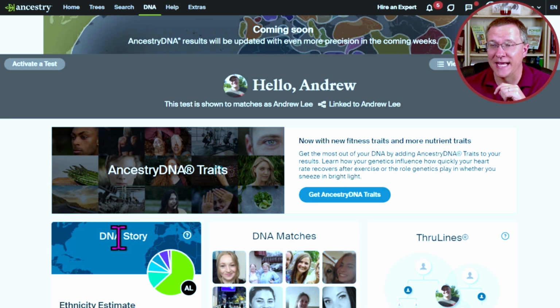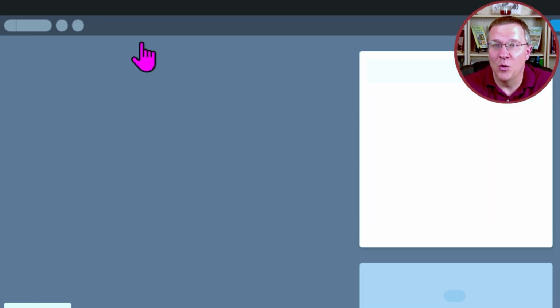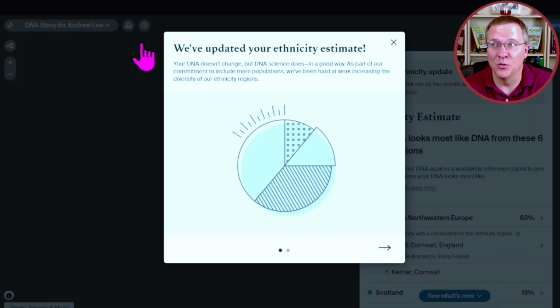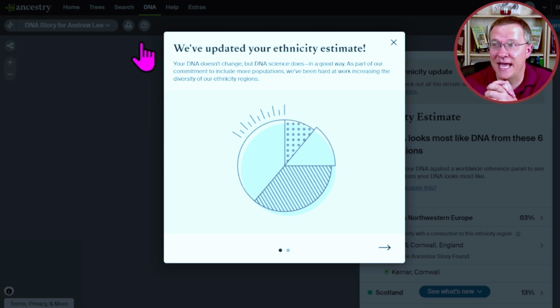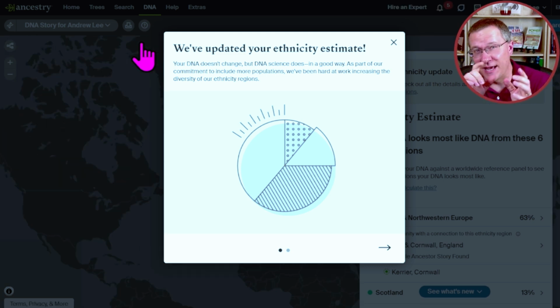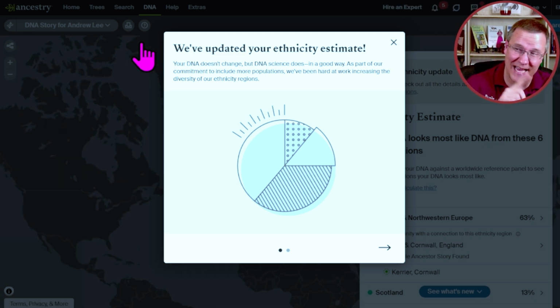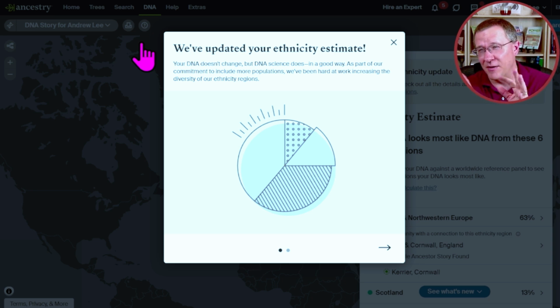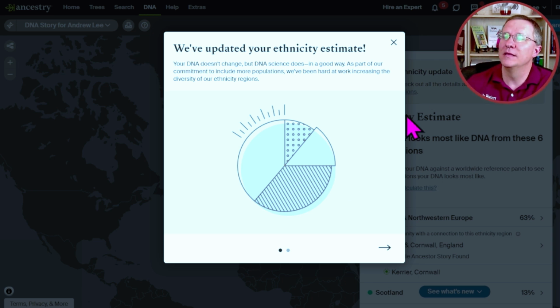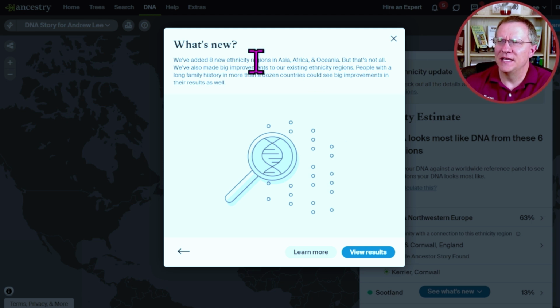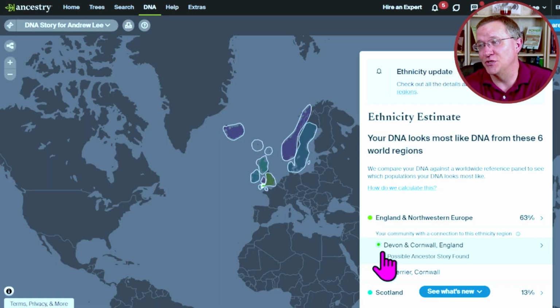Here on the Ancestry website, if we go over to our DNA story, we can see where this Ancestry tool comes up. First off, it says, hey, we've updated your ethnicity estimate. Now, this is separate from the Ancestry tool. It happened about a week, 2 weeks after. They've added some more regions, 8 new ones in Asia, Africa, and Oceania. So if you are from Asia, Africa, or Oceania, then those might be of interest to you.